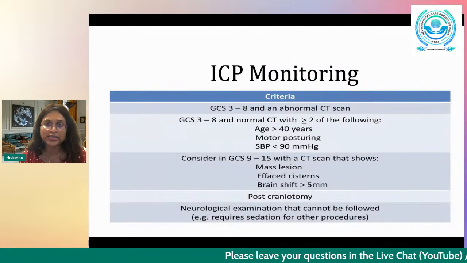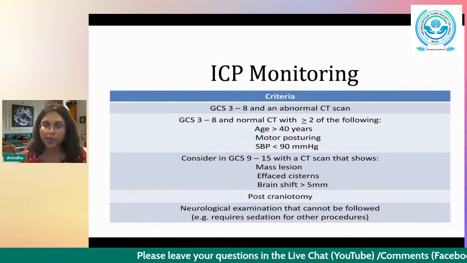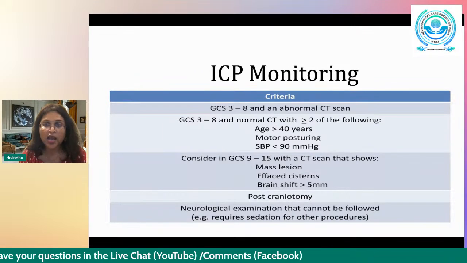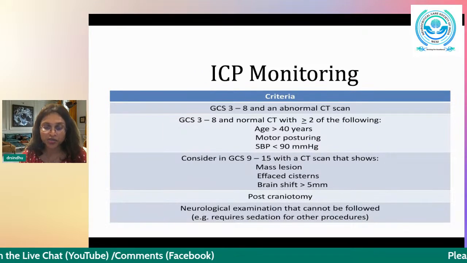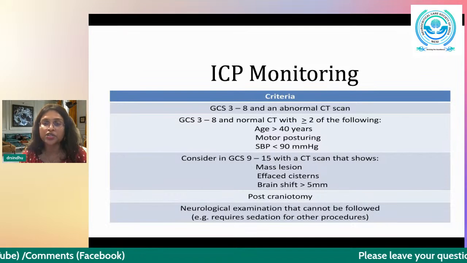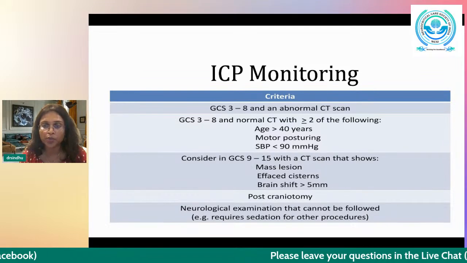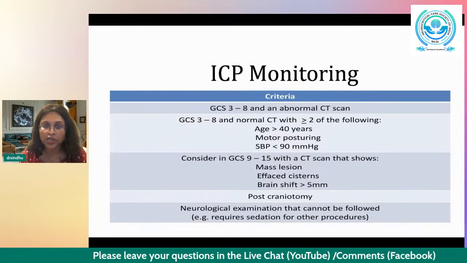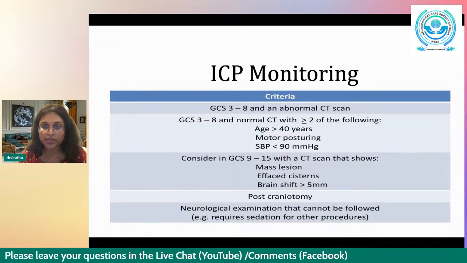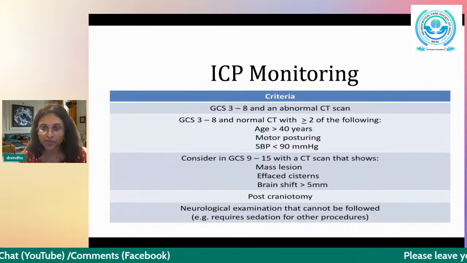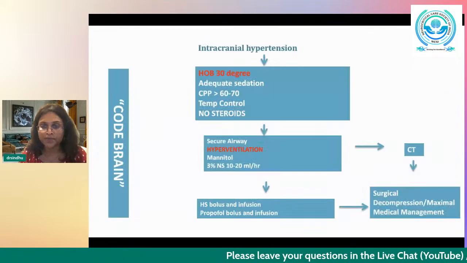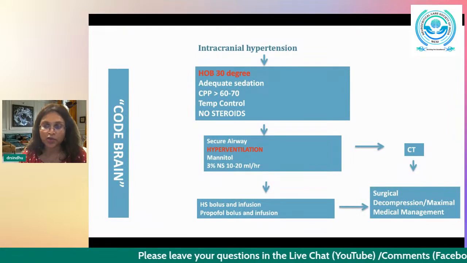So ICP monitoring is done mainly for patients with a GCS of between 3 to 8 and an abnormal CT scan. And if the patient's GCS is 3 to 8 but a normal CT, but the patient's age is more than 40 years, the patient is having motor posturing, or the SBP, systolic blood pressure, is less than 90 millimeters of mercury, or if the GCS is 9 to 15 but the CT shows a mass lesion, effaced cisterns, or a brain shift of more than 5 millimeters, a post craniotomy, and a neurological examination that cannot be followed. So this has been already dealt with.